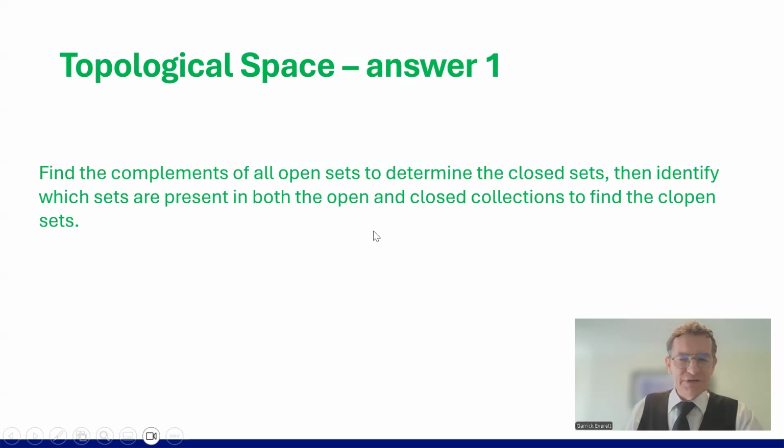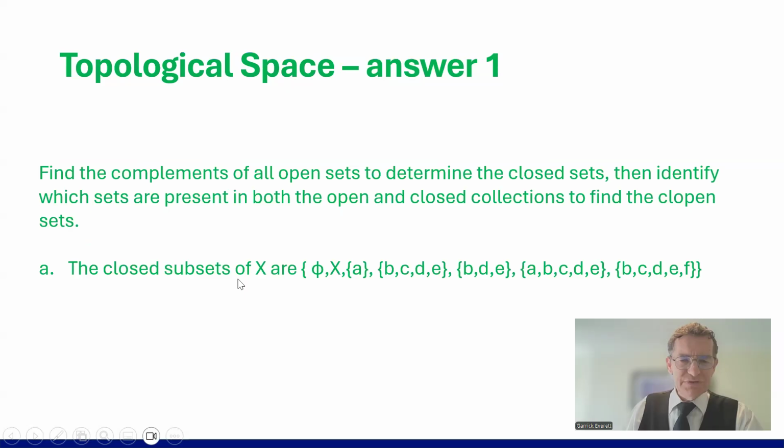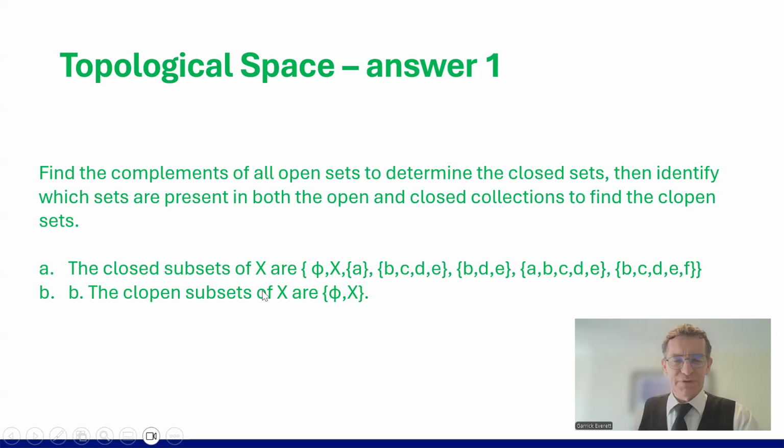In reality, this is actually quite simple for this question. The closed subsets of X are all of them. Now, here's the trick. The clopen subsets of X are the empty set and all of X. So the closed subsets of X are the empty set, X, A, and all the other combinations. The clopen subsets of X are the empty set and X. And you think, how can it be there and there? Well, what's a clopen subset? It's a set which is open and closed. So that's included in both.